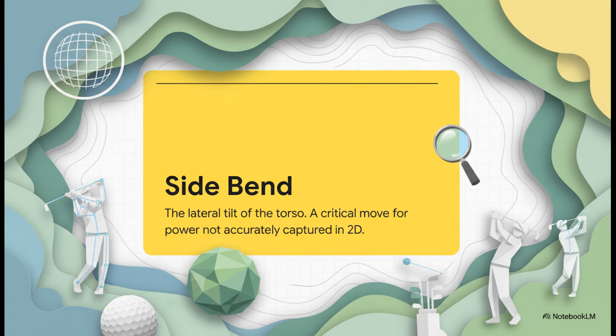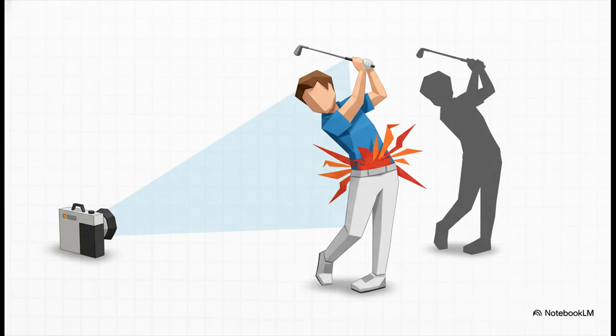And, just like that study showed, it's exactly the kind of side-to-side movement that 2D analysis consistently gets wrong. Think about a player like Will Zalatoris. He generates incredible power, and a big part of that comes from a huge amount of right side bend. But that same move, when it's excessive, has been linked to serious back injuries. With just a 2D camera, you might miss the true severity of that bend, leaving you totally unable to warn your student about a potentially harmful swing pattern.